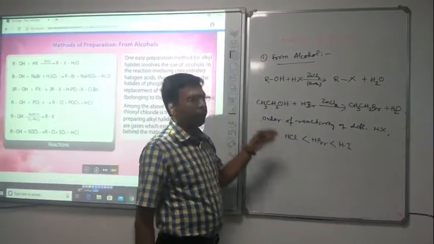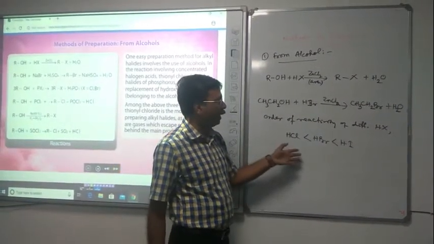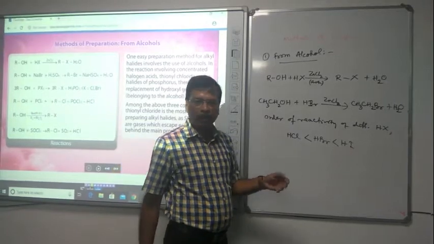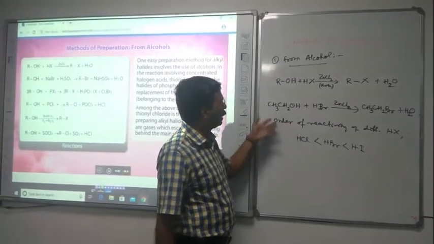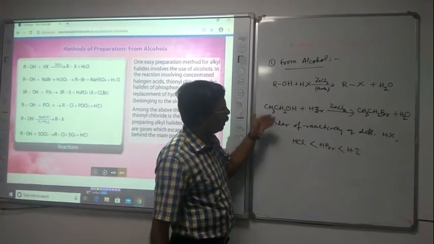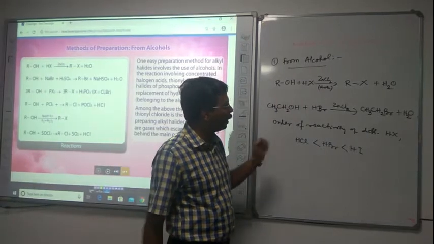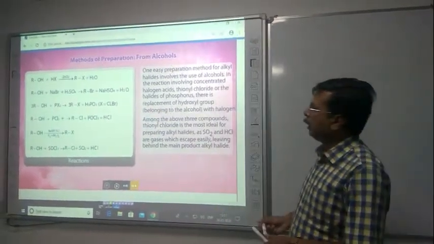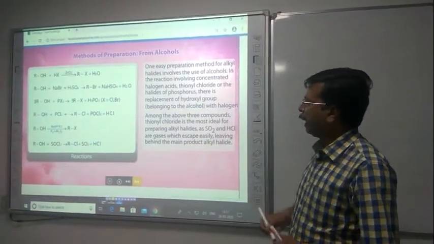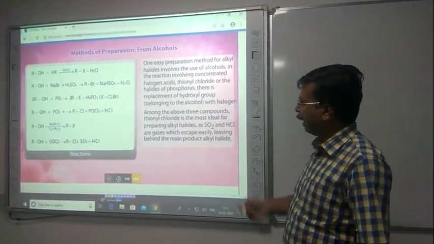And also the primary, secondary and tertiary alcohols differ in their reactivity with hydrogen halide, and based on the reactivity you can differentiate the primary, secondary and tertiary alcohol from each other. I'll come to that also, how we can differentiate them on the basis of reactivity. But before that, similarly, we can also prepare the alkyl halide by using phosphorus trihalide and phosphorus pentahalide.